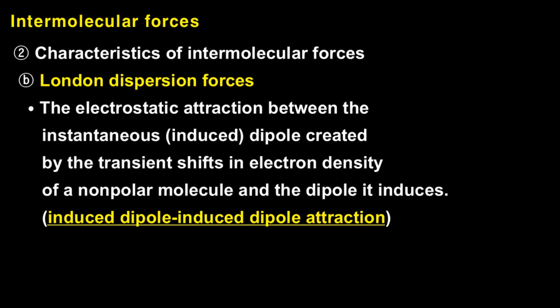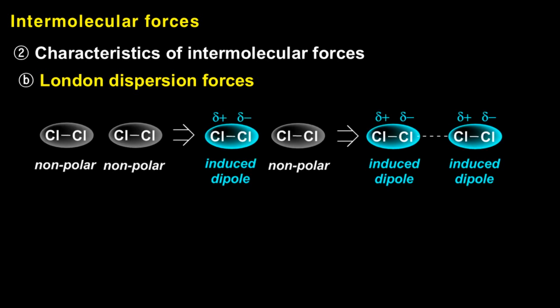Since these dipoles are constantly forming and disappearing, dispersion forces are short-lived and relatively weak, but they become stronger in larger molecules because bigger electron clouds are more easily distorted. This explains why larger nonpolar molecules tend to have higher boiling points than smaller ones, even though none of them have permanent dipoles. A good example of this is chlorine molecules.